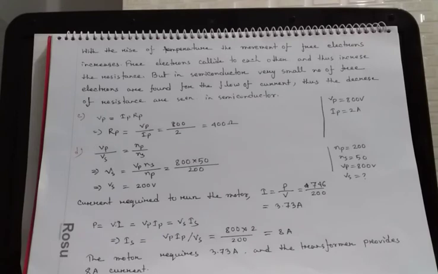So using this voltage, the current required for the motor, I equals P by V, comes to 3.73 amps.